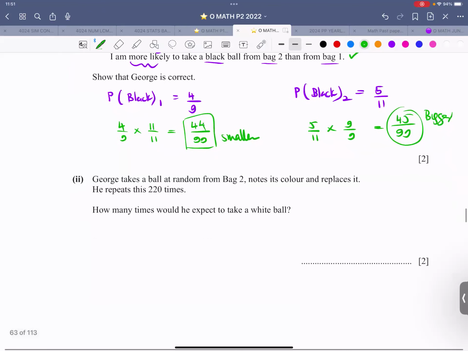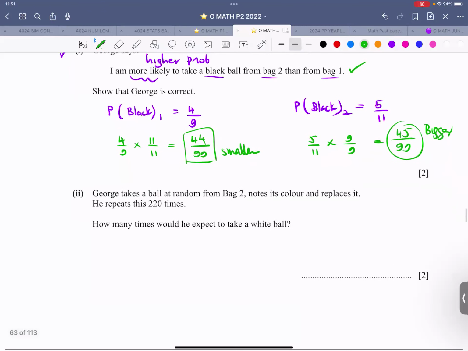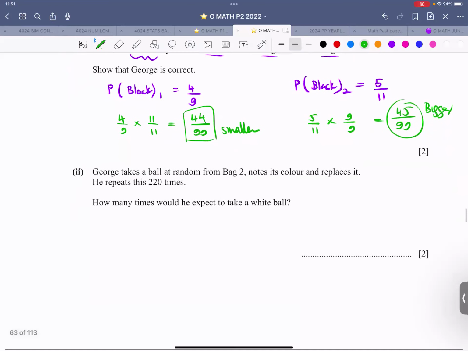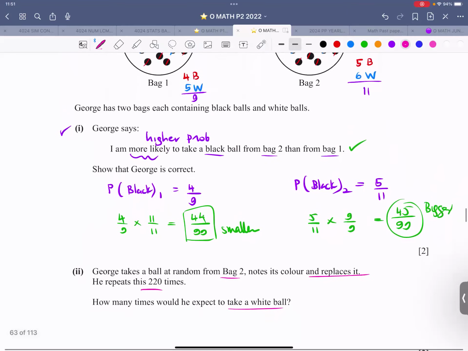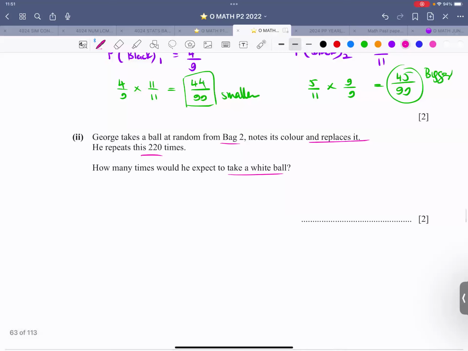Now it says George takes a ball at random from bag 2, notes its color, and replaces it. He repeats it 220 times. So bag 2 replaces it. That means the probability is unchanged. How many times would he expect to take a white ball? So white ball is 6 over 11. So 6 times out of 11, he will take a white ball.